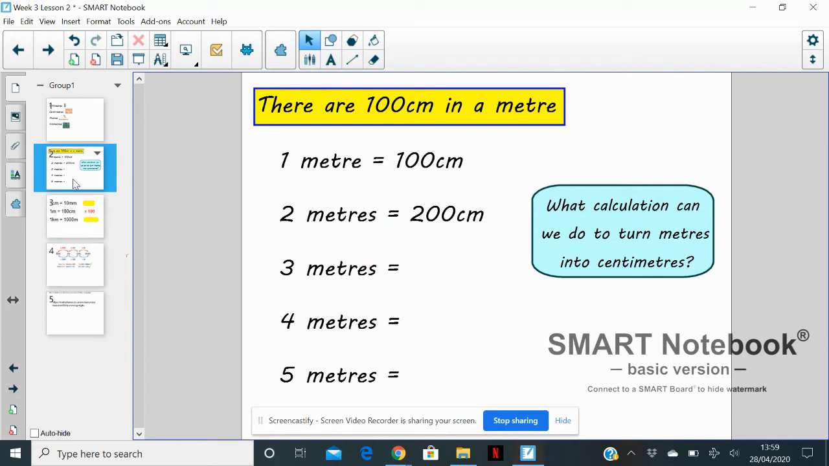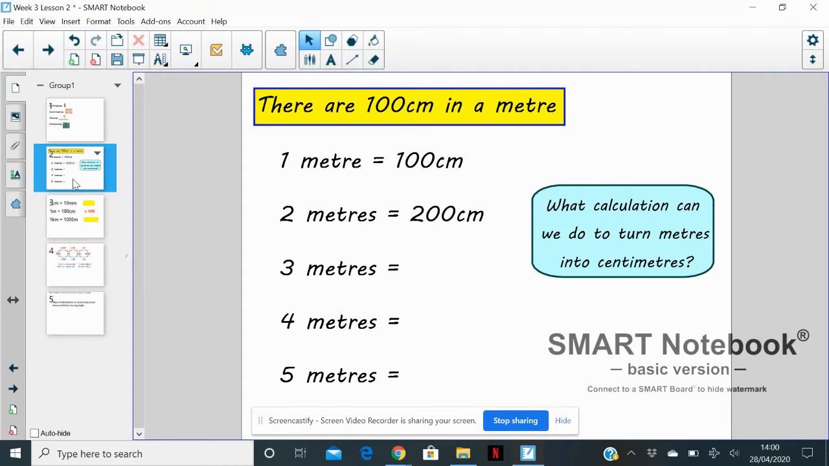So we're going to be thinking particularly about centimetres and metres today and for your next couple of tasks. So like I said, 1 metre is the same as 100 centimetres. So 2 metres would be 200 centimetres. 3 metres would be, that's right, 300 centimetres. 4 metres would be 400 centimetres. And 5 metres would be 500 centimetres.